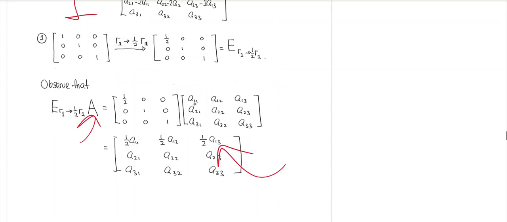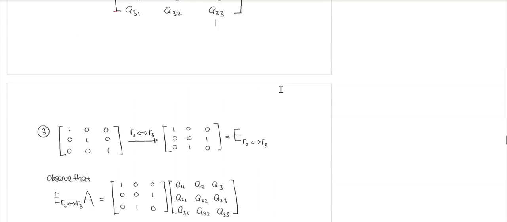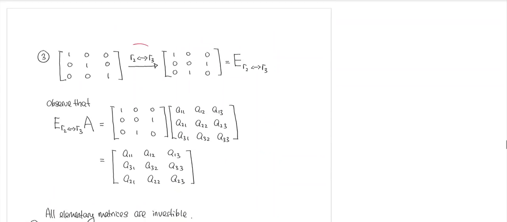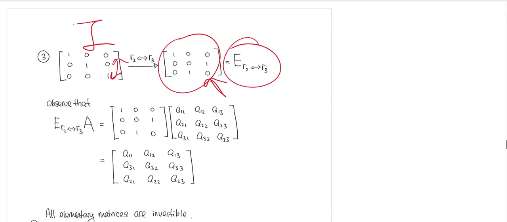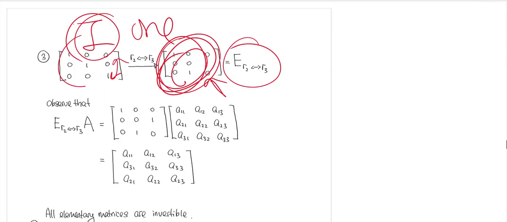So finally, there is one more legit row operation, which is interchanging rows. You can interchange rows. So for example, in this case, I take the identity matrix and interchange my second row and the third row. So I got this. And this, by definition, is an elementary matrix because I obtained this matrix from doing one row operation on I.